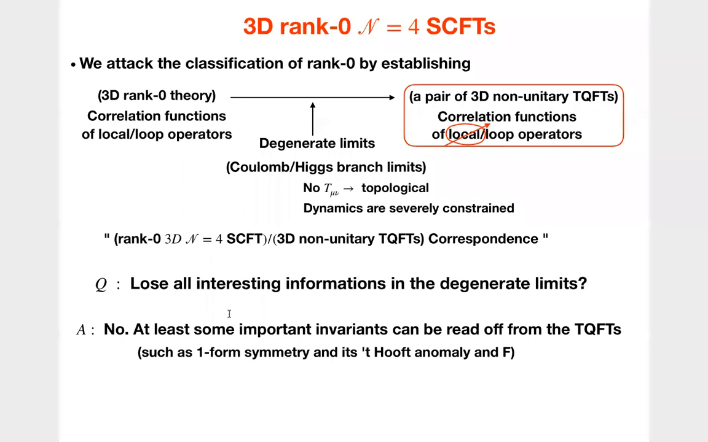Then one may ask whether, under this limit, we simplify a lot and lose all the interesting information of the superconformal field theory in the degenerate limit. But the answer is no. We claim that at least some important invariants of this CFT can be read off from the topological field theory appearing in the degenerate limit. Such as the one-form symmetry and the 't Hooft anomaly, which are intact during this limit. And also, most importantly, the round three-sphere free energy, which is the most basic CFT quantity of a 3D CFT, can be obtained from this topological field theory.